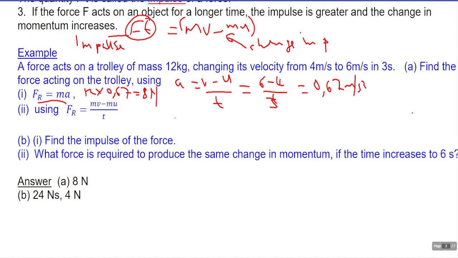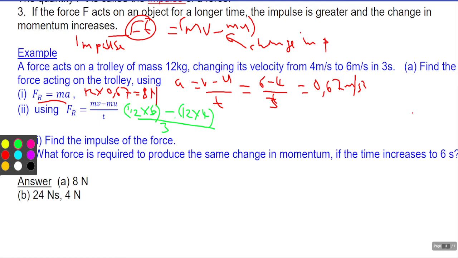Then using Fr is equal to mv minus mu over t, we have to find the final momentum, which is going to be 12 by 6 minus 12 by 4, divided by the time, which is 3.